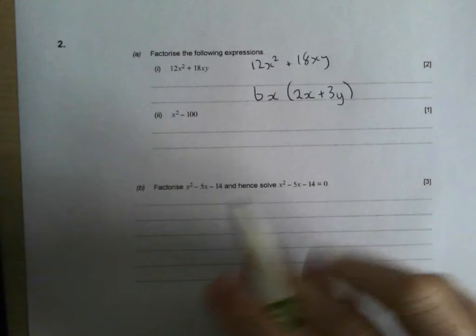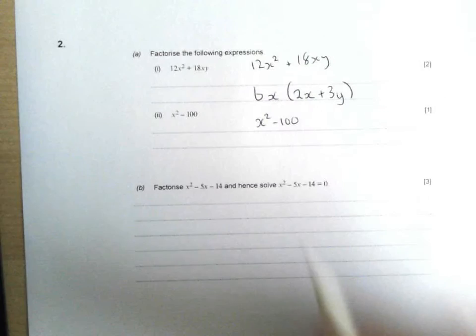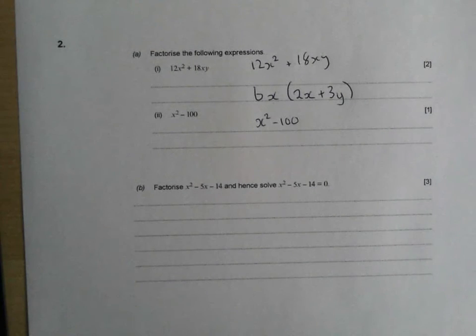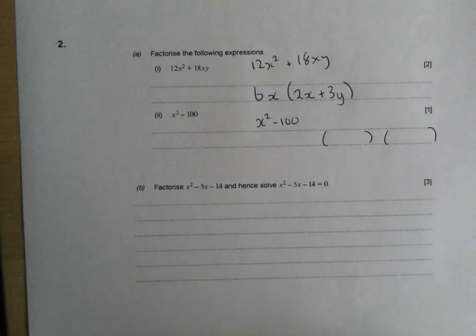Next one, x squared minus 100. Again, I'll just write that out just in case you can't see it. Can I take a common factor out of both of those? Is there anything common to x squared and 100? No, there isn't. So that tells me it's probably going to be a double bracket job. And I've just got to be good enough to spot that this is one of those difference of two squares.